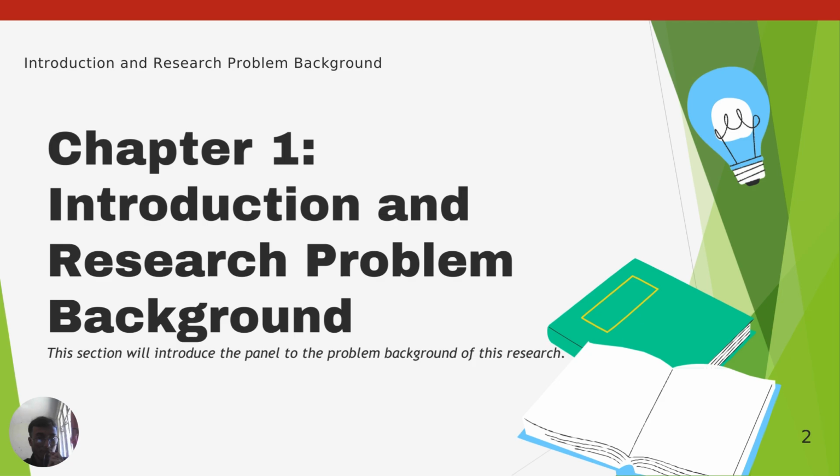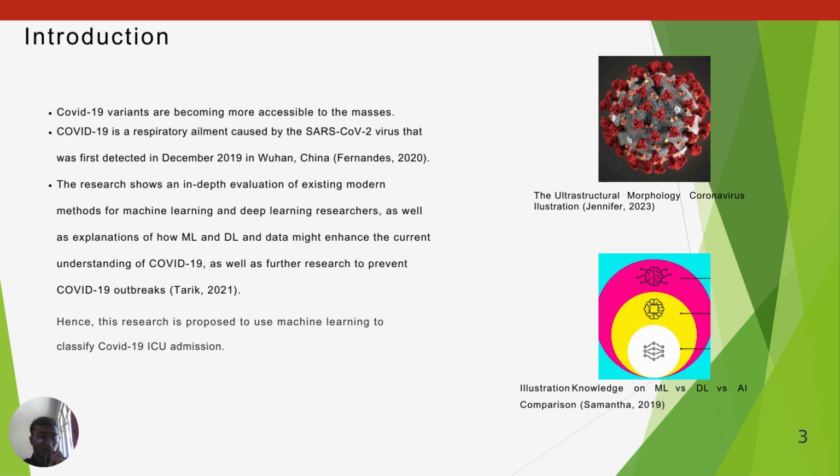So moving on to the first chapter. In the first chapter, I'm going to discuss the introduction and also the research problem background. As we know, COVID-19 variants are becoming more accessible to the masses worldwide. And as we know, COVID-19 or any variant, disease or cancer can unlikely be integrated into a worst case scenario.